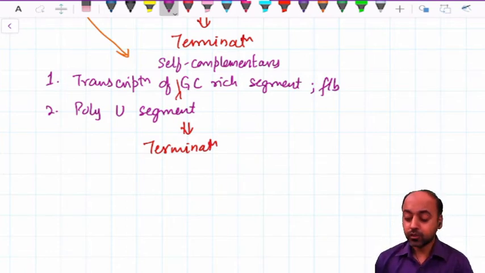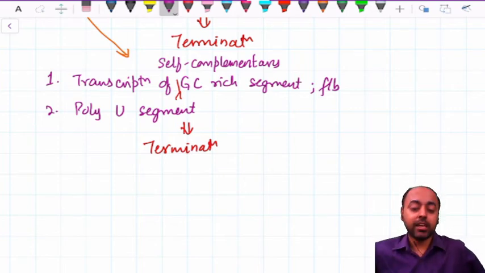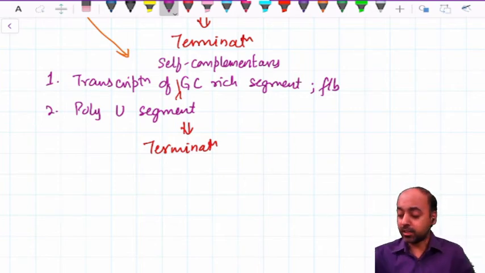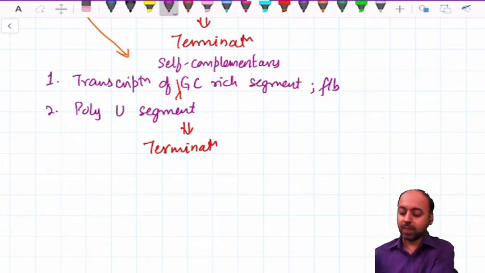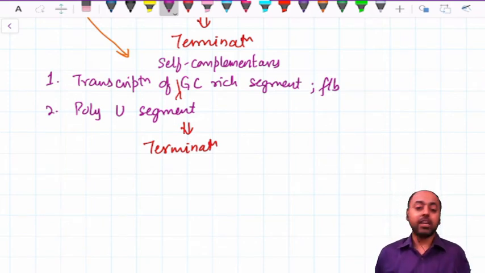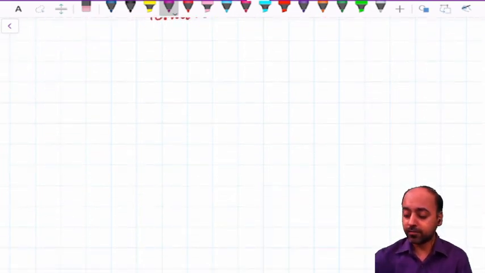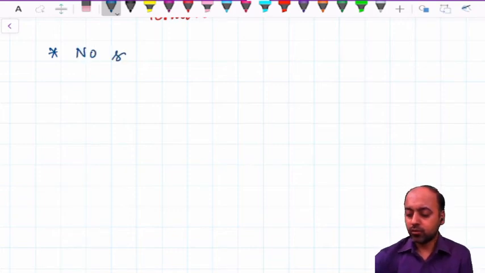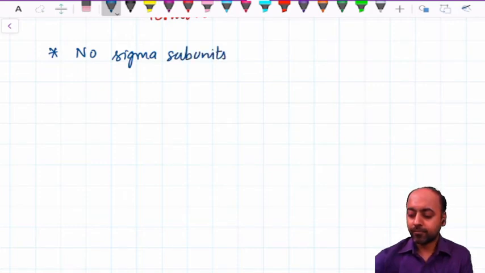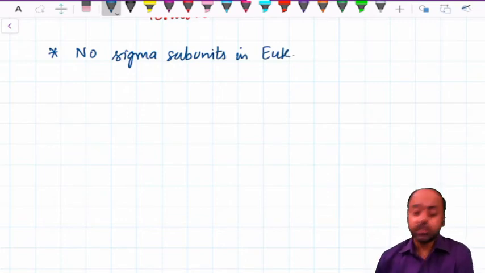All right. So here what is happening? The ATP or rho independent termination is happening. The whole process is very similar in the eukaryotes with one very important difference. There are no sigma subunits in eukaryotes.